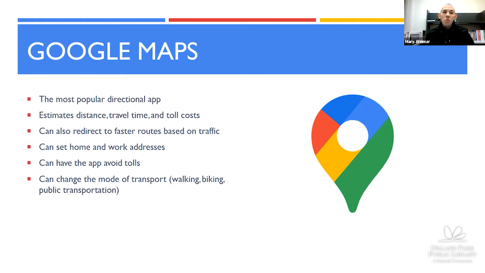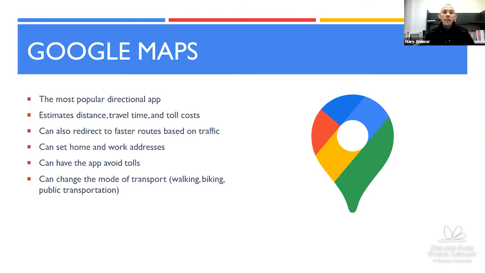And you can set home and work addresses. So if you have a Google account, when you sign in and you make some kind of route, you can actually set a home address and a work address. So then automatically, if you want to start a route, it'll go from home to work as an option.